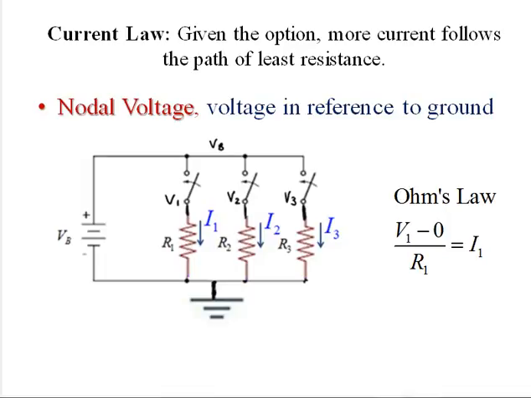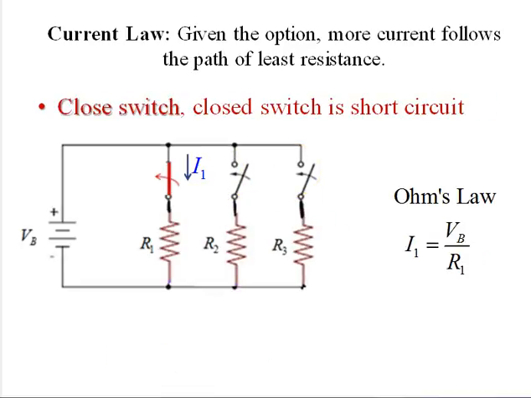So that nodal voltage, the voltage in reference to ground, V1 will equal V2 will equal V3, which all equals 0. When these switches are open, we don't have a closed loop, we don't have a circuit, but we can measure potential difference. We close the switch.